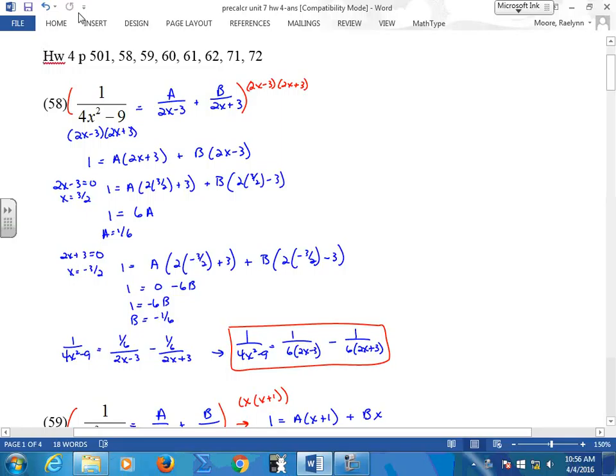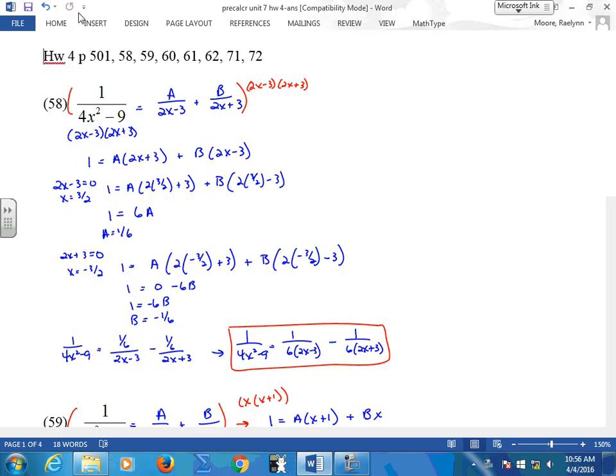We kind of have a routine. We factor, we find the factors, we separate them, we put an A and a B. Then we multiply through. For our common denominator, we get rid of our fraction, in other words. Then we take the roots.